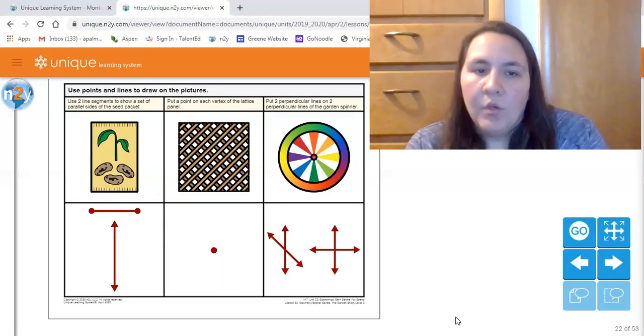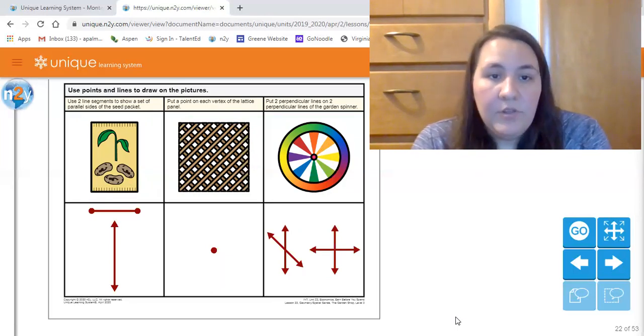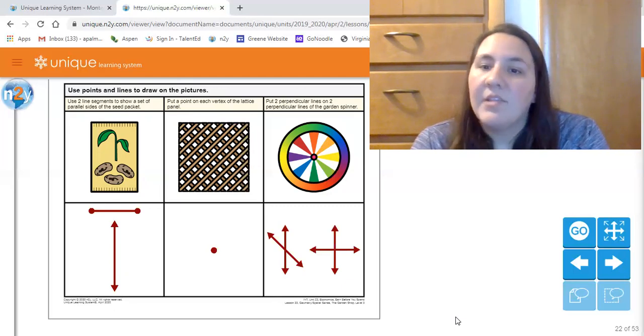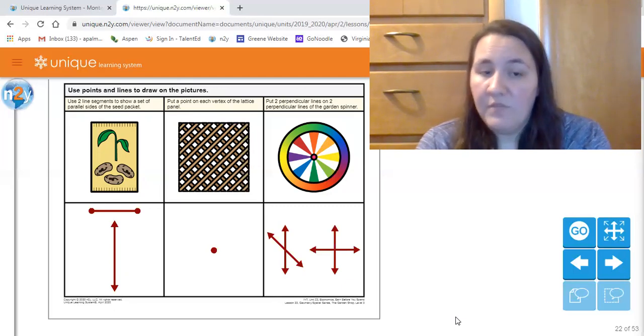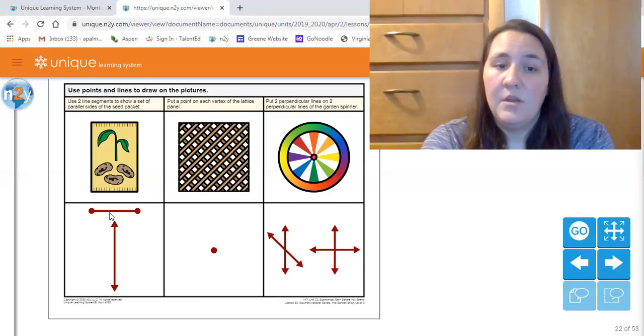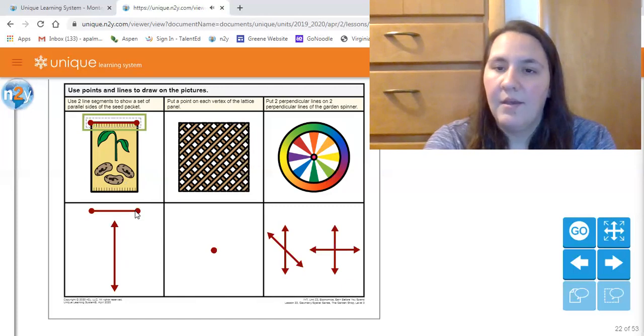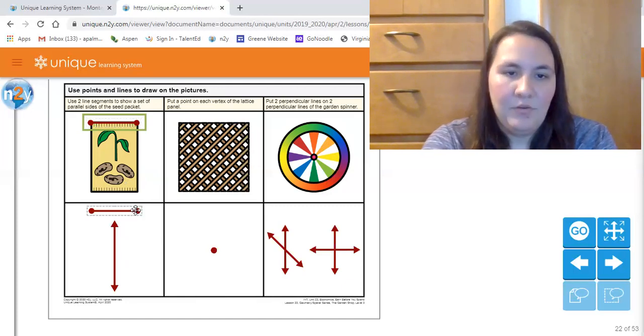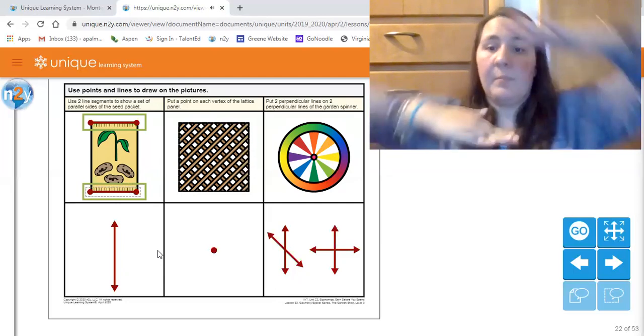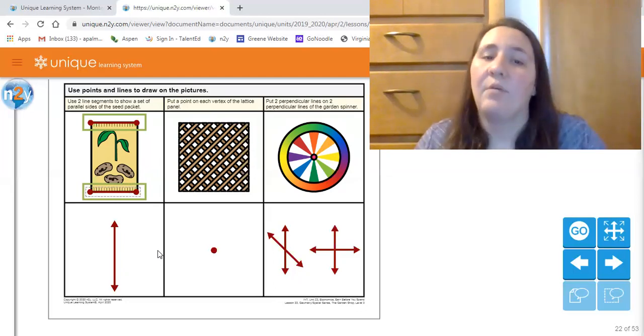Okay. For the seed packet, this time you're going to use a line segment to show a set of parallel sides. So first of all, I want you with your finger to touch the line segment. Is it this one or is it this one? Beautiful. Yeah, it's the one with the dots, or the points. So now I'm going to line it up here, and with your finger, touch and tell me, where does this other line segment go? Beautiful job. Great job. All right, remember those are parallel because they go the same direction without touching.